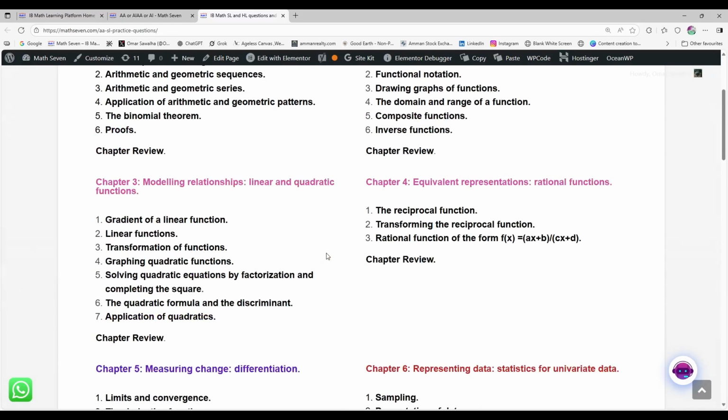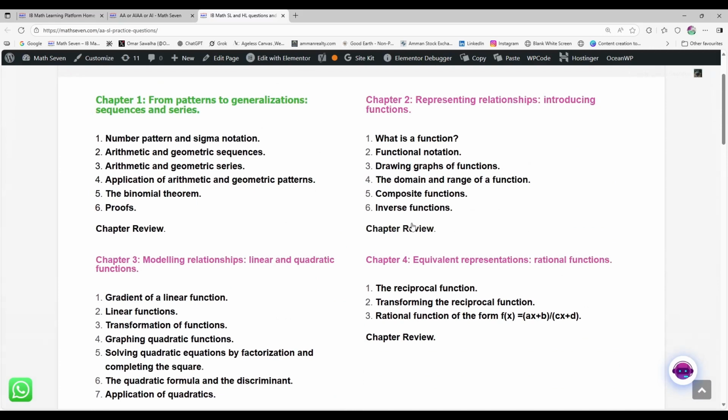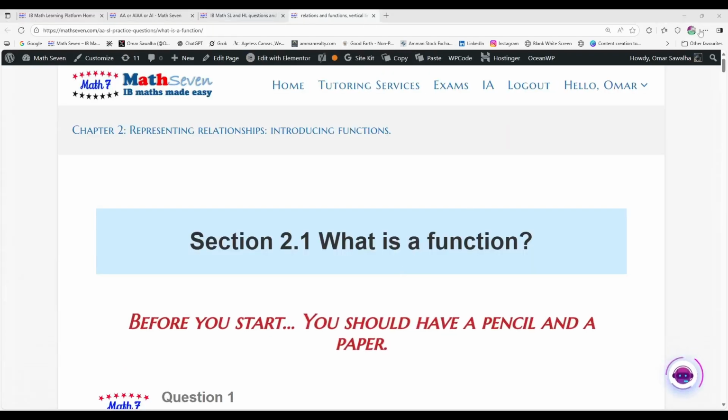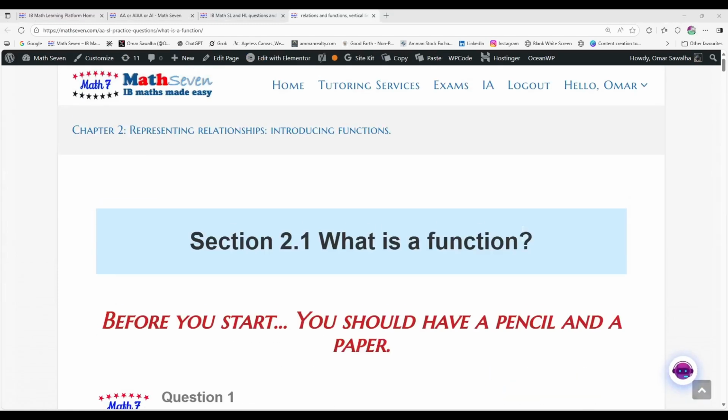So for example, if you want to explain what is a function, or functional notation, or any of those concepts, go to what is a function, you click here. Now this is what we have. This is the system that I want to show you. Now if you take a look at this, it is section 2.1, which is section 1 from chapter 2.